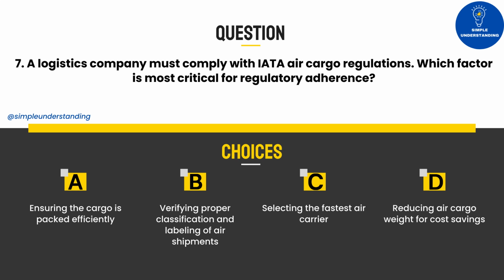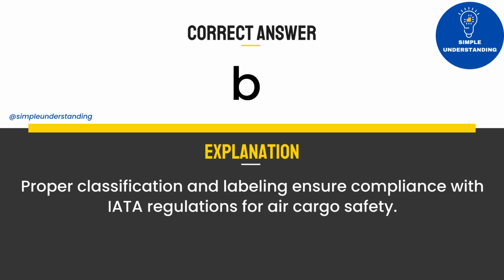7. A logistics company must comply with IATA air cargo regulations. Which factor is most critical for regulatory adherence? A. Ensuring the cargo is packed efficiently. B. Verifying proper classification and labeling of air shipments. C. Selecting the fastest air carrier. D. Reducing air cargo weight for cost savings. Correct answer, B. Explanation. Proper classification and labeling ensure compliance with IATA regulations for air cargo safety.